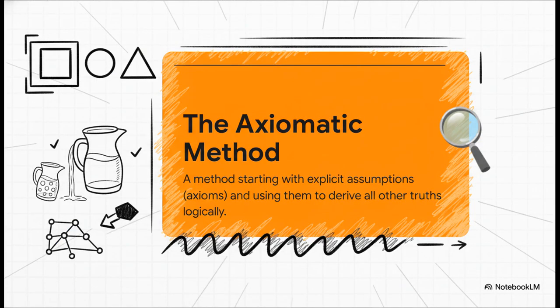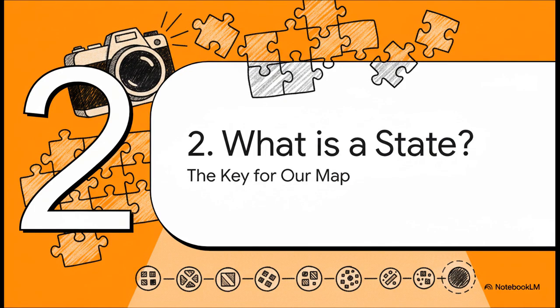So how do computer scientists actually build this blueprint? They use something called the axiomatic method. Now, it sounds super fancy, but the idea is actually pretty simple. You start with the absolute most basic truths of your system, the axioms. For our puzzle, an axiom is something like, you can fill the 3-gallon jug completely. Another one is, you can empty the 5-gallon jug. By listing every single one of these basic unbreakable rules, we create a solid foundation to build our entire solution on.